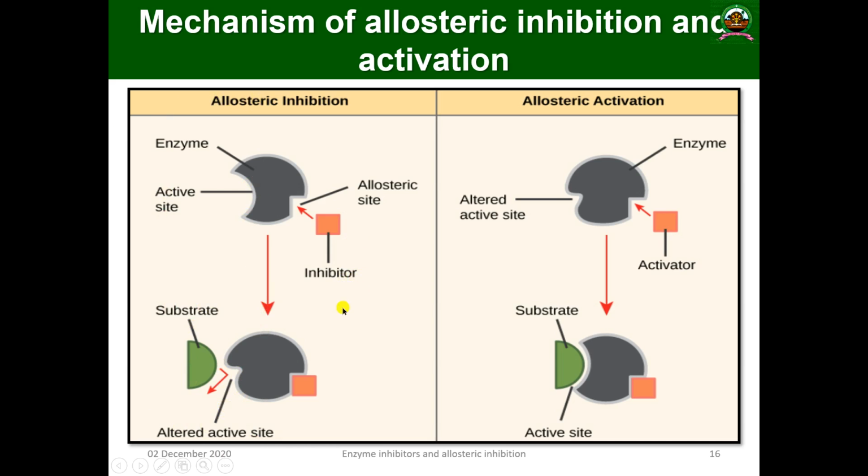The inhibitor will come and bind, and due to that, the active site of the enzyme will change its conformation. You know that the active site is very specific for the substrate. Due to the change in the active site, the shape of the molecule has changed. Now the substrate cannot come and bind because the shape is specifically changed. This is the allosteric inhibition.